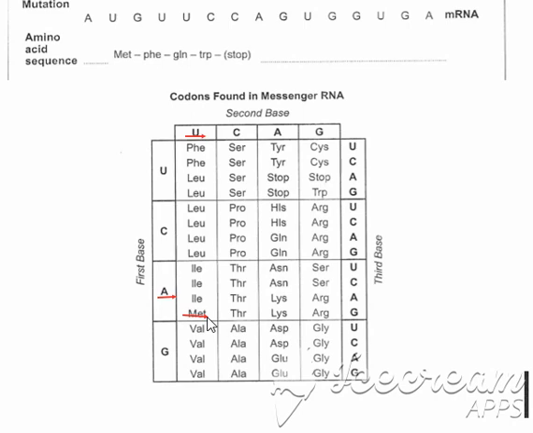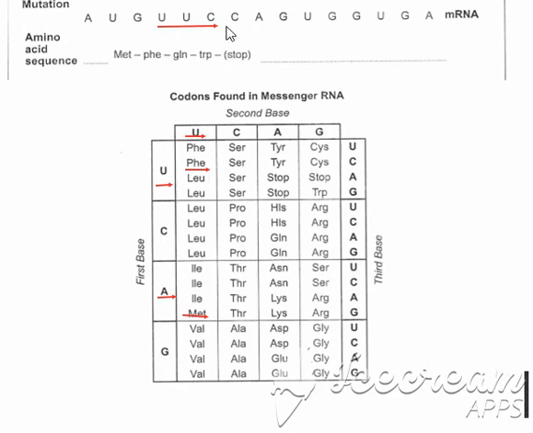We then go again for the second one and do exactly the same thing. We identify what our triplet is. So in this case, the second triplet, we've got UUC. So we'd identify U as our first base, U as our second base, and then the final base is C. So therefore we've got PHE.